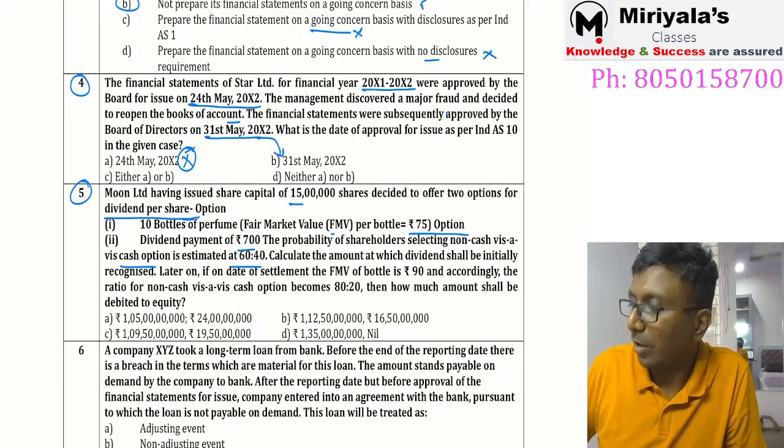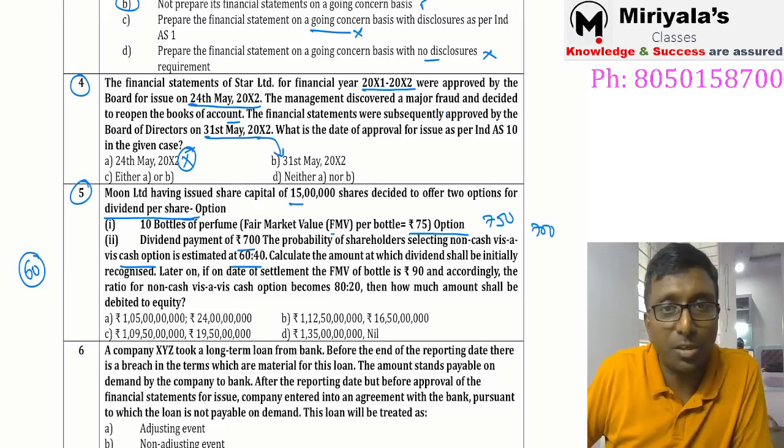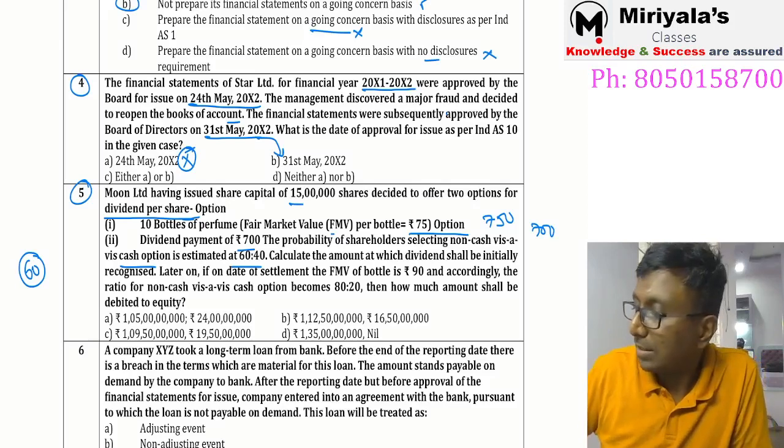So what is it trying to say? Non-cash option is 10 bottles of perfume, which is 10 into 75, equal to 750. Here the cash dividend is equal to 700. They are saying there is a 60% chance of selection of the non-cash option. Obviously whichever is higher. Okay, done. So at the same time, calculate the amount at which the dividend shall be initially recognized.